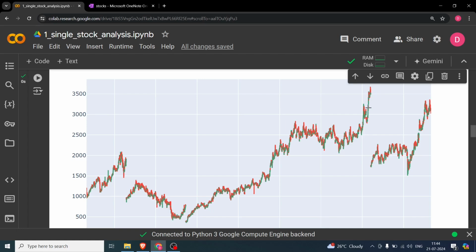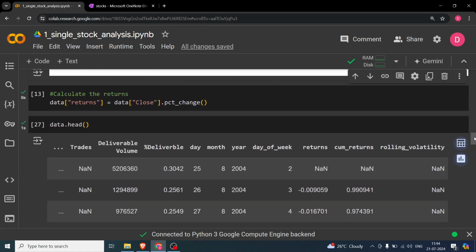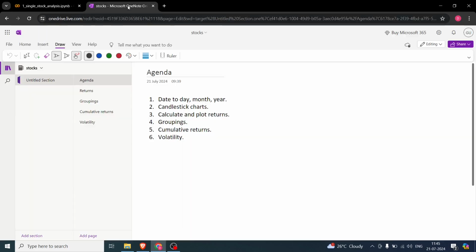These things we'll be looking at in the video itself. Just give me 2 or 3 minutes, we'll be getting into that. And this is basically the characteristic of the chart. Now let's get into the most important part, that is calculating and plotting the returns.